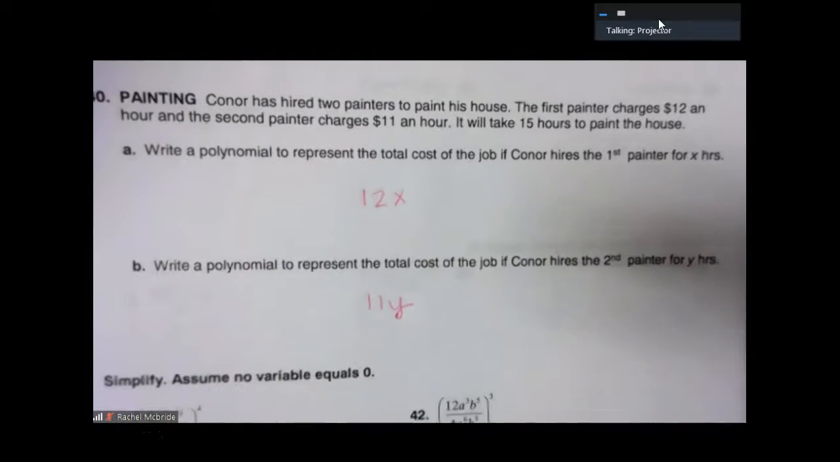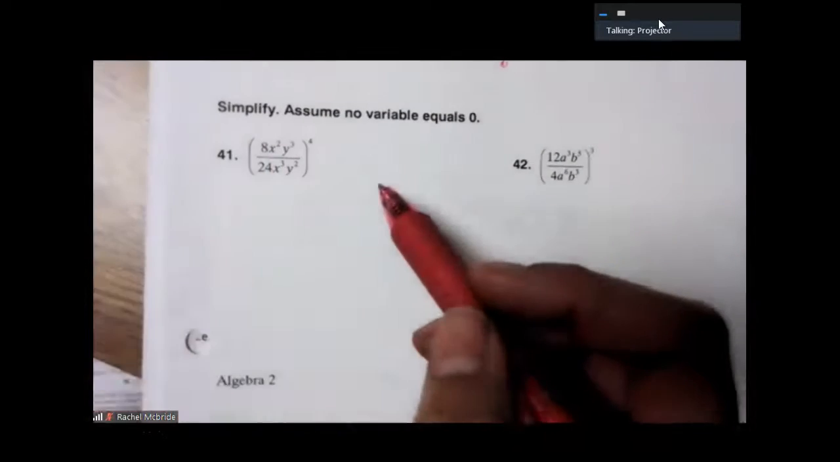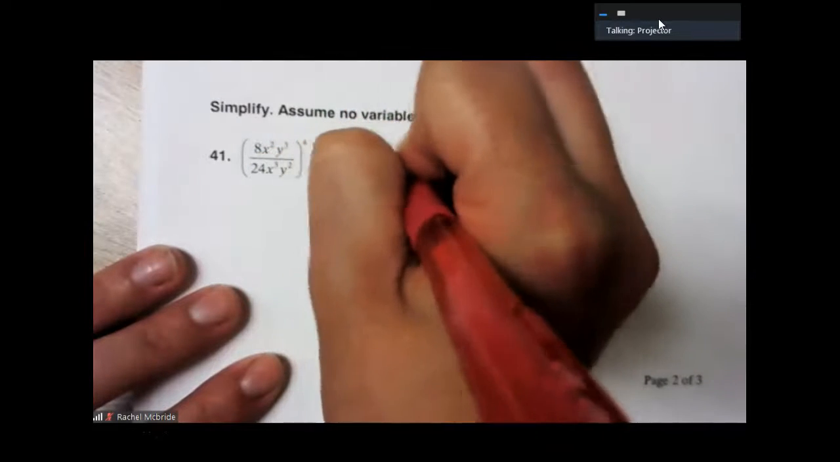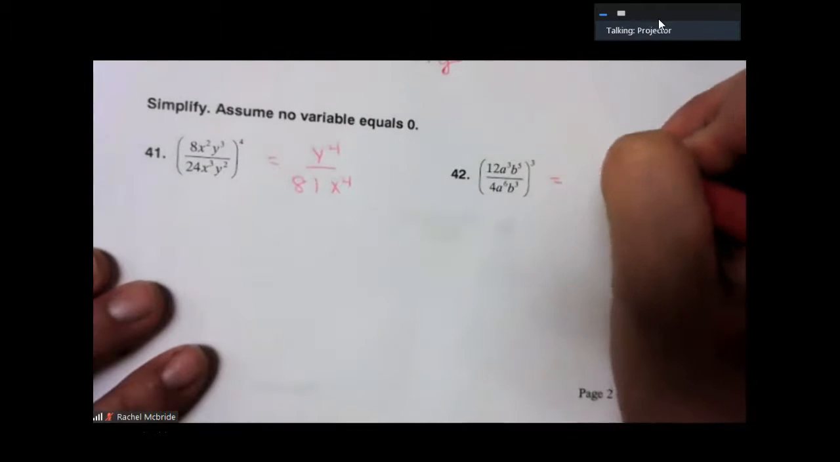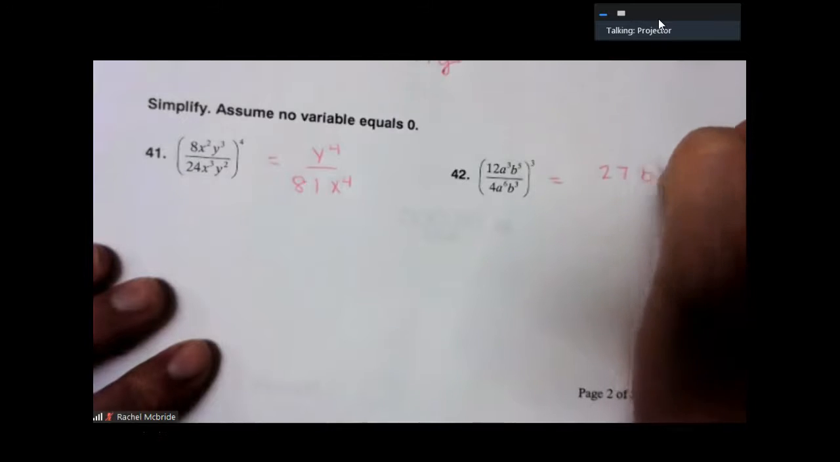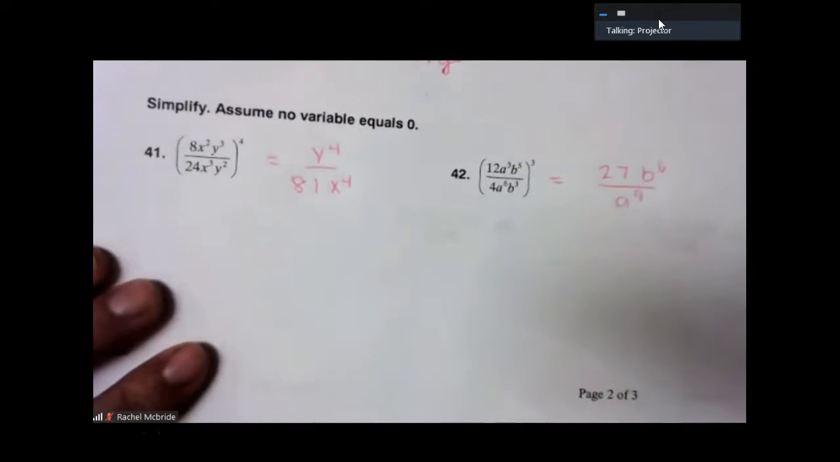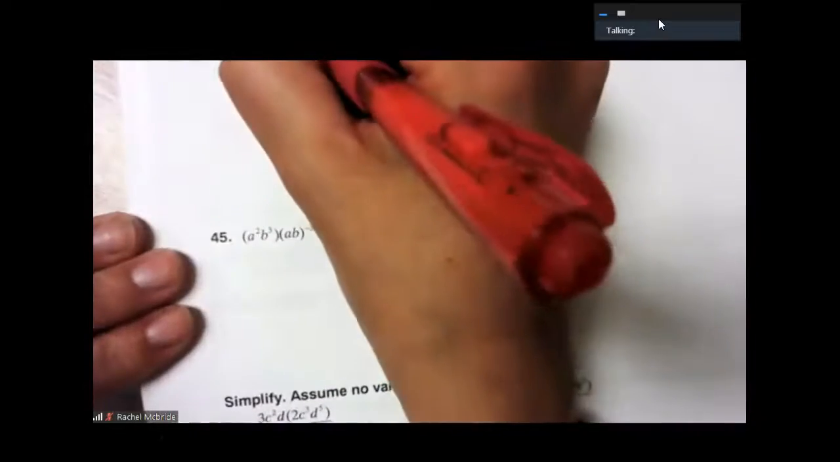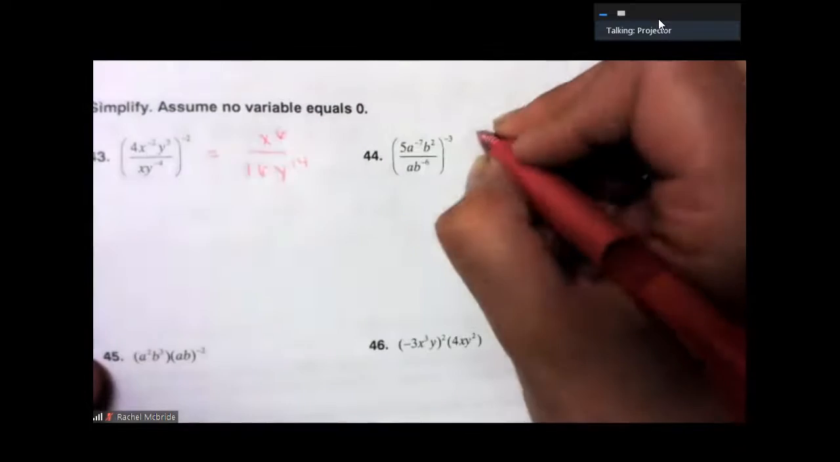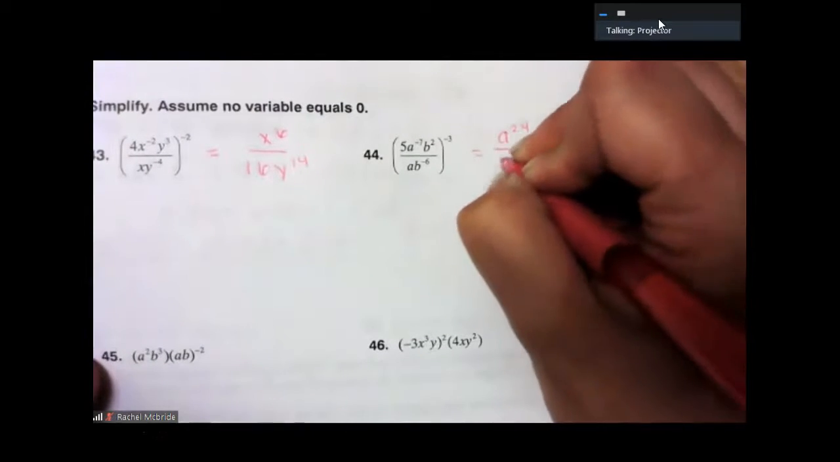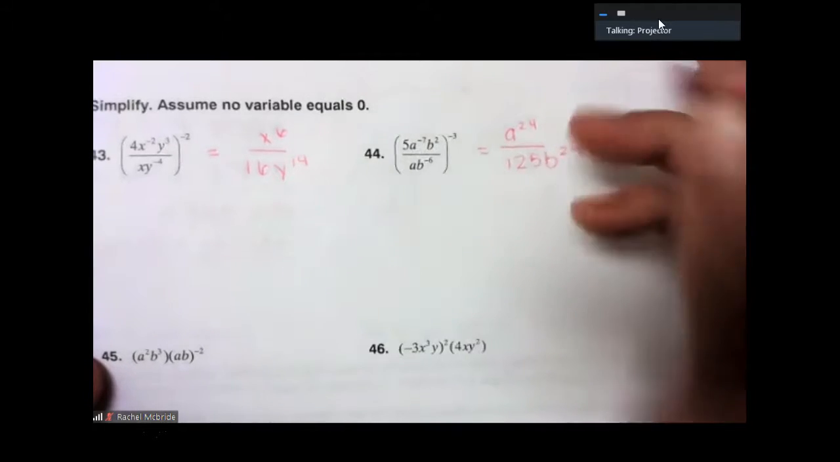Okay, 41. After you distributed the 4 and then cleaned everything up, your final answer was y to the 4th, 81x to the 4th. And 42 was 27, b to the 6th, a to the 9th. Okay, 43, x to the 6th over 16y to the 14th. And then 44, a to the 24, all over 125, b to the 24.